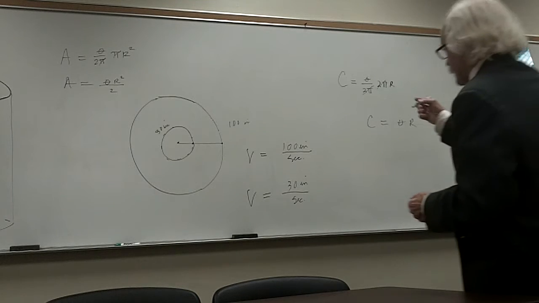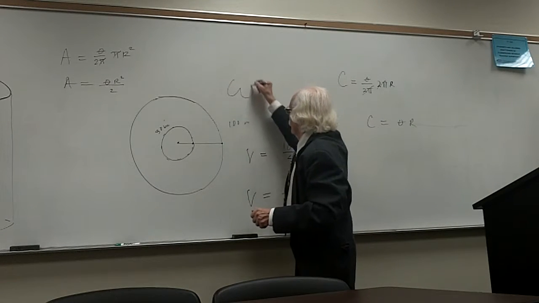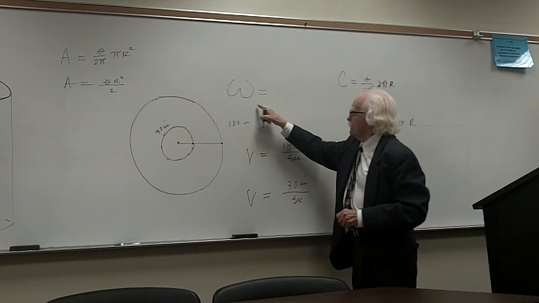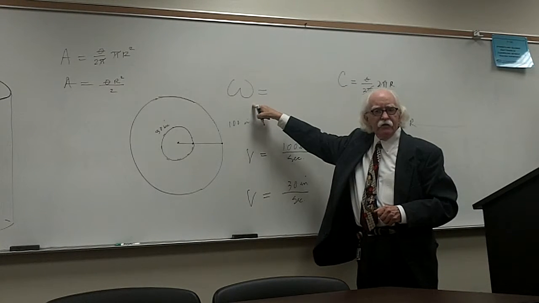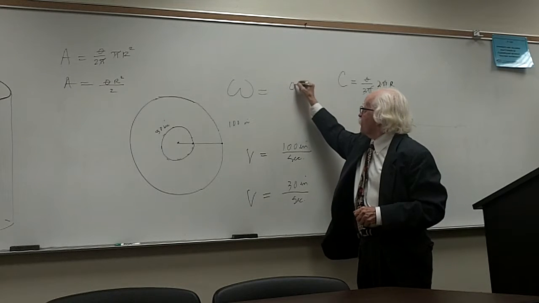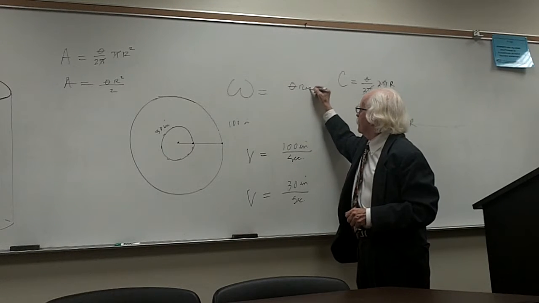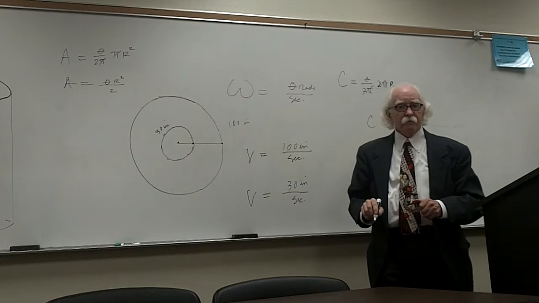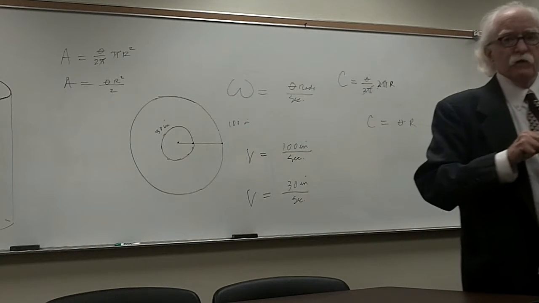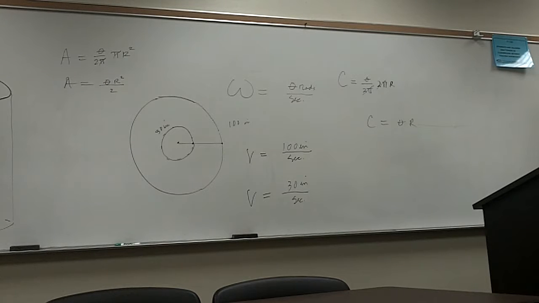And angular speed is written like this. It's a funny looking W. It is equal to what? The way you do this is so many rads per second. That's angular. It's a funny looking W. Angular velocity, folks. It's very, very important.